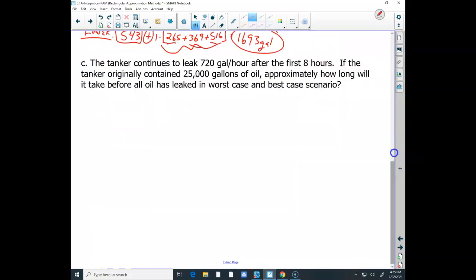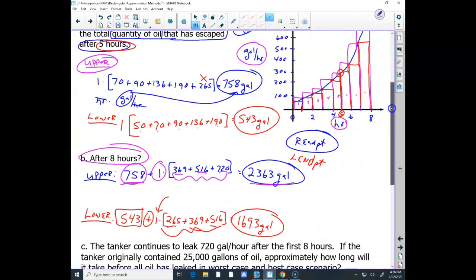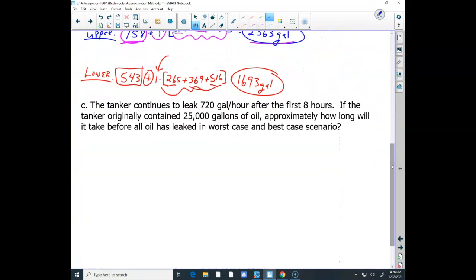And then what this says is the tanker continues to leak at 720 gallons per hour after the first 8 hours. So graphically, that means after 720, it's going to be a piecewise function basically, and it's going to come together here. And then my function is just going to be straight out 720 gallons per hour constantly from there on out until the tanker is empty. If the tanker originally contained 25,000 gallons of oil, approximately how long will it take before all oil has leaked out in the worst case and the best case scenario?